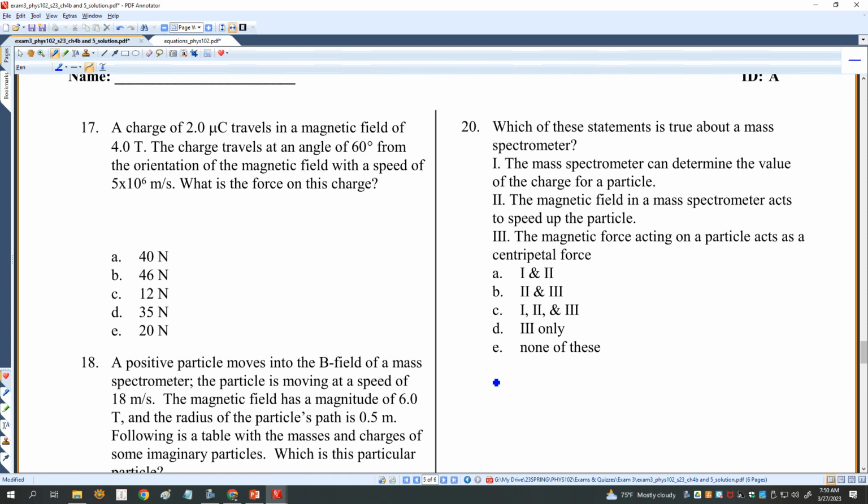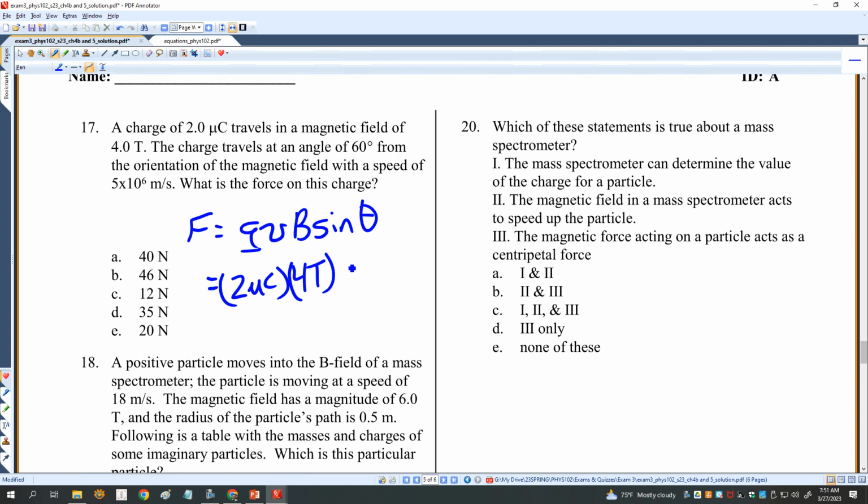Okay, so this one's just calculating the force. So I have 2 microcoulombs times B, which is 4 Tesla, excuse me, I got that mixed up. That's B, and then V is 5 times 10 to the 6 meters per second, times the sine of the angle. That's 8 times 40. We get 35 newtons.